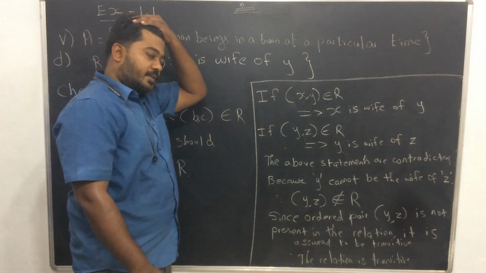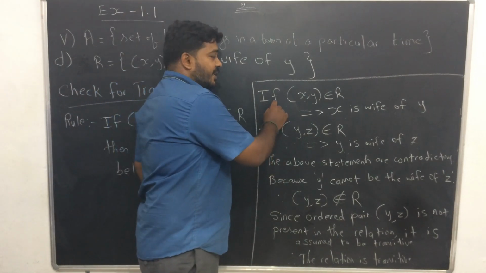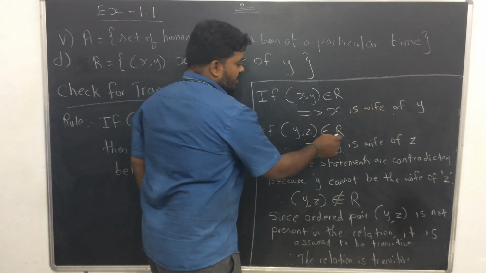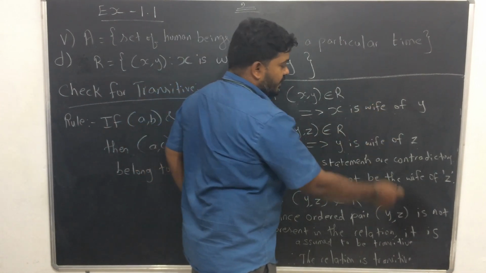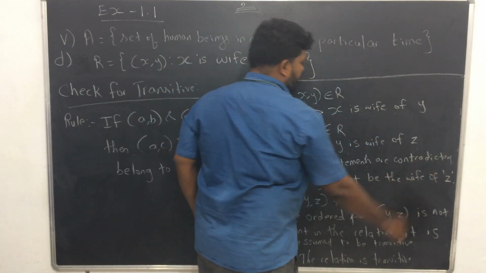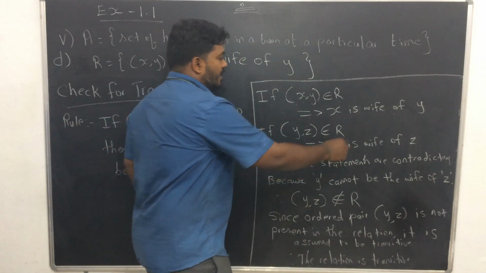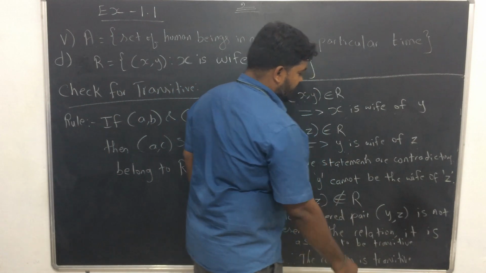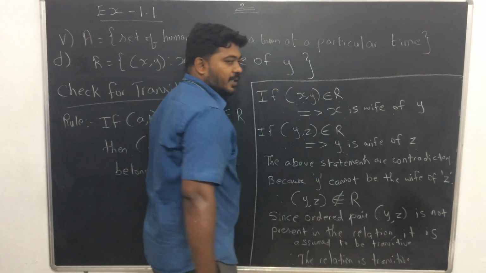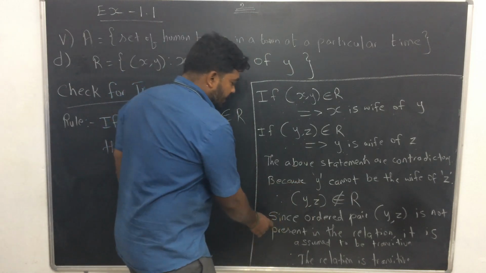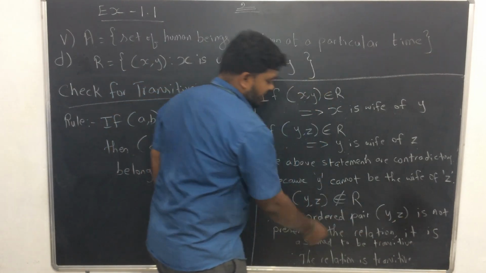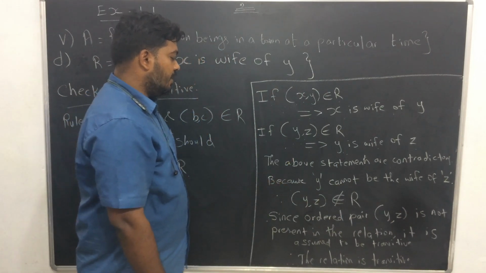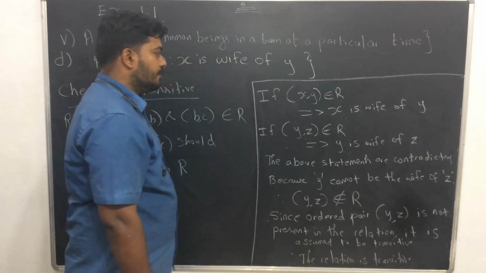So, I hope you understood, guys. I am taking (x, y) to be in the relation. This implied that x is wife of y. Now if (y, z) belongs to the relation, then that implies that y is wife of z. These two statements are contradictory. It is not possible. y cannot be the wife of z. Therefore, (y, z) cannot belong to the relation. Since ordered pair (y, z) is not present in the relation, this relation is assumed to be transitive. Therefore, the relation is transitive.